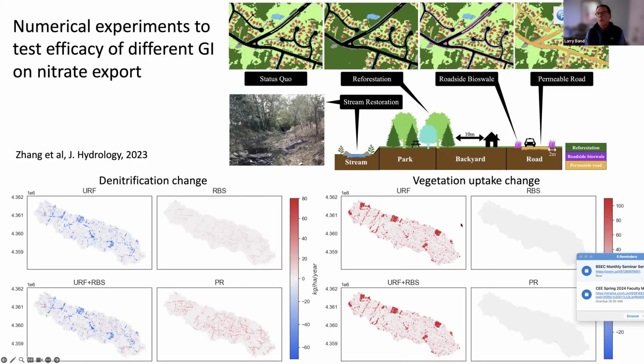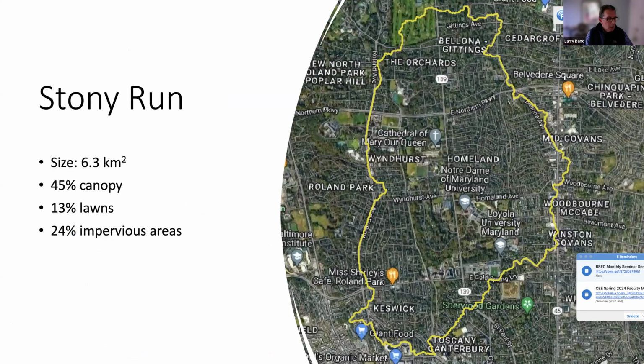Changes in vegetation uptake, roadside bioswales and permeable pavement, of course, do just about nothing. Where you have some urban reforestation, those extensive areas of lawns that are being reforested are increasing nitrogen uptake by vegetation. So you're getting some stormwater controls or water quality benefits from that. Let me end with Stony Run, which we've just been starting to work with interest from the city.